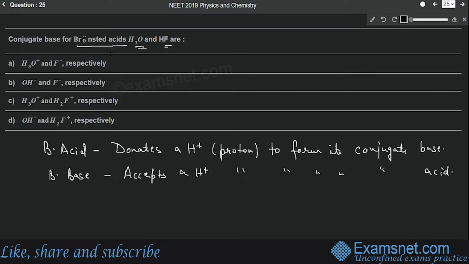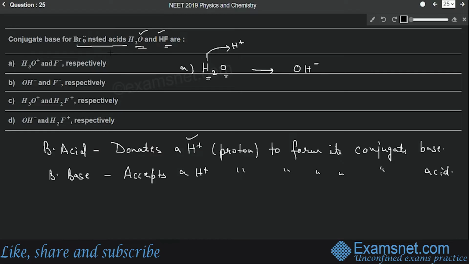Now, here it is given that water and hydrogen fluoride are the Bronsted acids. If water acts as a Bronsted acid, then what will it do? It will donate a proton. One of the hydrogens will be donated. So what will be left? Only one hydrogen and one oxygen will be left. So what will be formed? OH minus ion, because one positive charge has been removed.